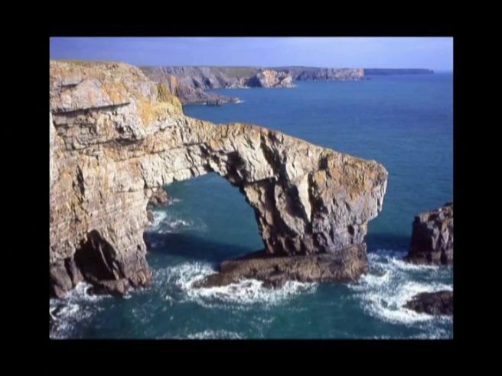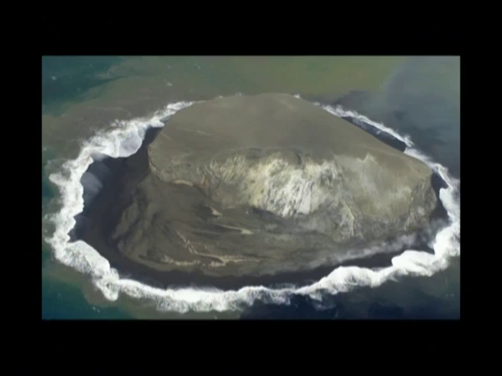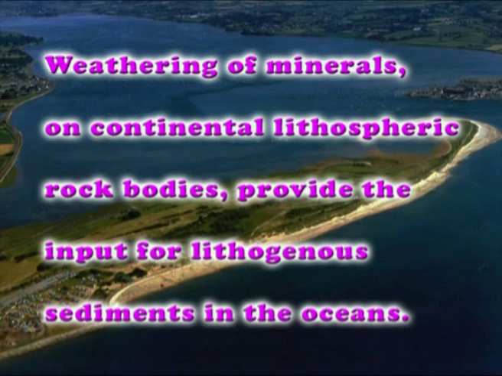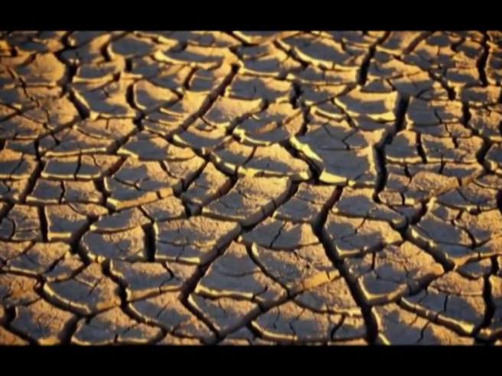They originate from erosion of land, volcanic eruptions and blown dust. These are mainly existing as continental masses and as volcanic islands inside the oceans. These are important sources of lithogenous materials. Weathering of minerals on the continental lithospheric rock bodies provide the input for the lithogenous sediments in the oceans. Quartz sands, clays, muds are the examples. Clays are the major products of mineral weathering reaction on land.